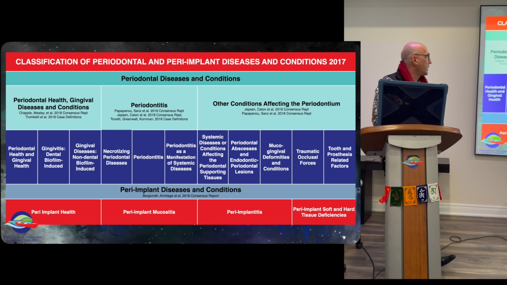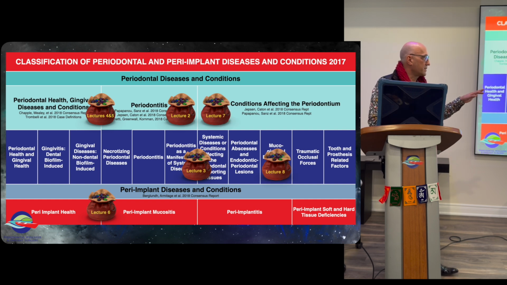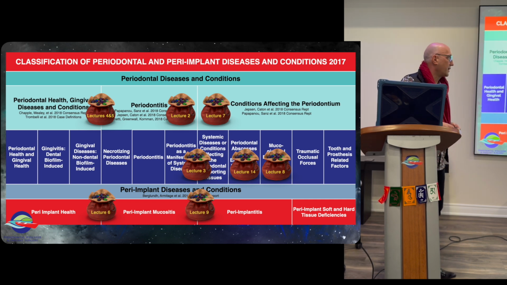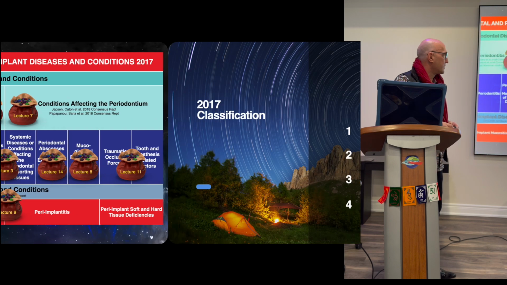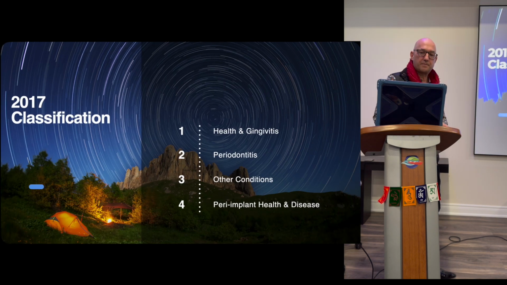Okay, cool. So lecture 2 is going to be on periodontitis, systemic manifestations, periodontal health conditions. We're going to do a lecture on implant health, conditions affecting the periodontium. So we've broken this down into all these different subheadings. And over the course of this program, we're going to be knocking all these down. And hopefully you'll have a really good understanding of these. So let's talk about health in gingivitis.